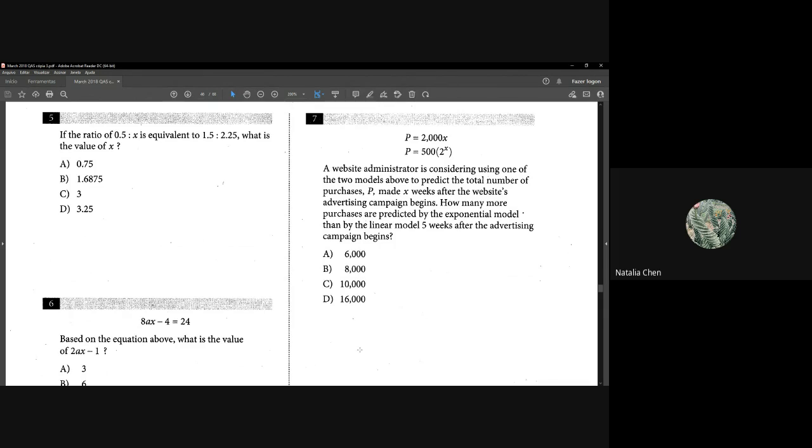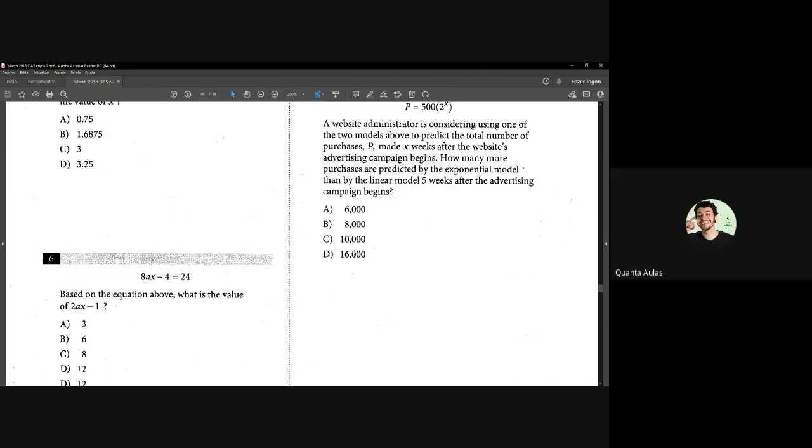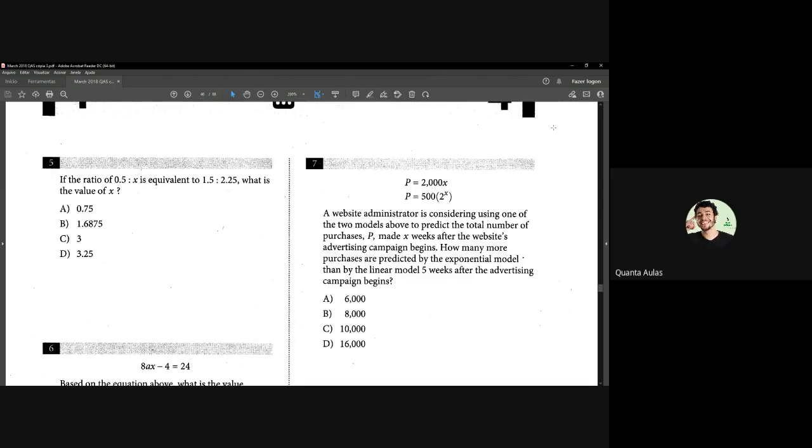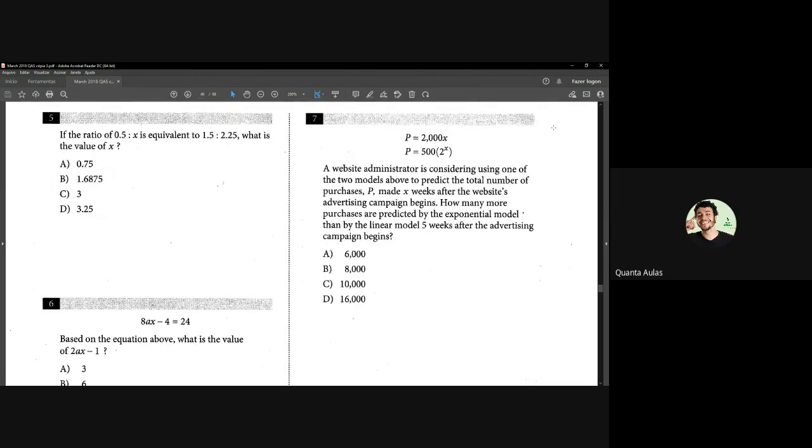Based on the equation above, what is the value of 2x minus 1? Essa é dividido por 4, então é 6. B. É. E aí, como é que você vai fazer essa? É a B, a 6. Isso. Essa aí não pode gastar 2 segundos nela.